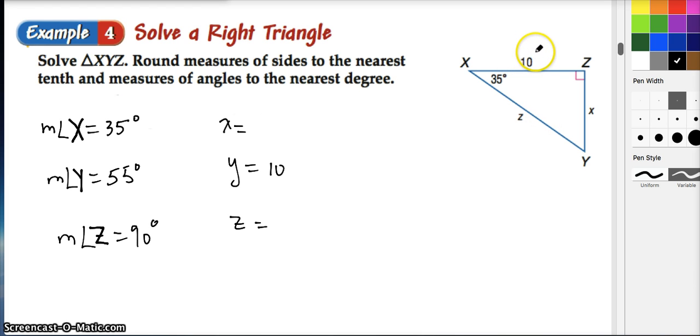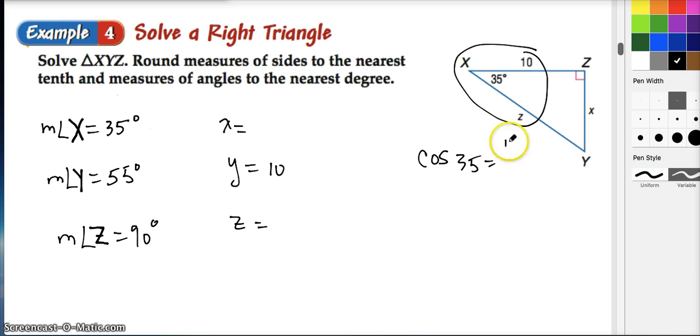So in this case, as I look at, let's say, finding Z, I can use these 3 bits of information, the 35, the 10, and the Z. So I'm looking for the hypotenuse, but I have the adjacent and I have an angle. So that looks like cosine of 35 degrees is equal to adjacent 10 over Z. I like to make my stuff calculator ready, so I could multiply both sides by Z, right? And then divide both sides by cosine of 35.